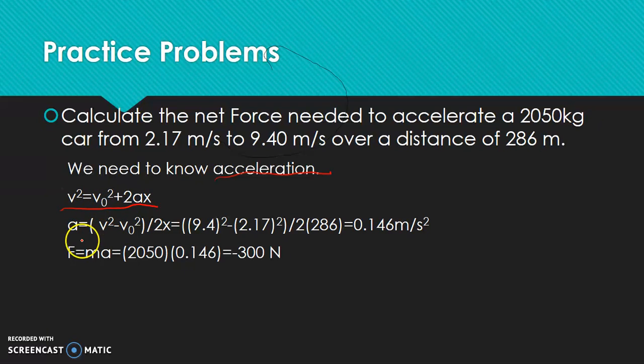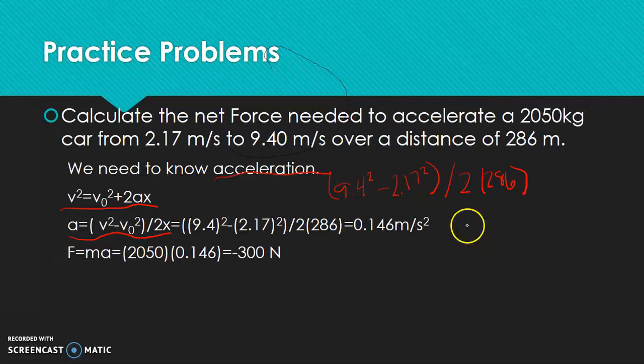So then we rewrite the formula for acceleration and get this formula, and then we plug in what we know. So we have 9.4 squared minus 2.17 squared, all together in parentheses, divided by 2 times 286. Alright, so then we solve the top and bottom and then divide those two numbers, and we should get 0.146 meters per second squared for acceleration.